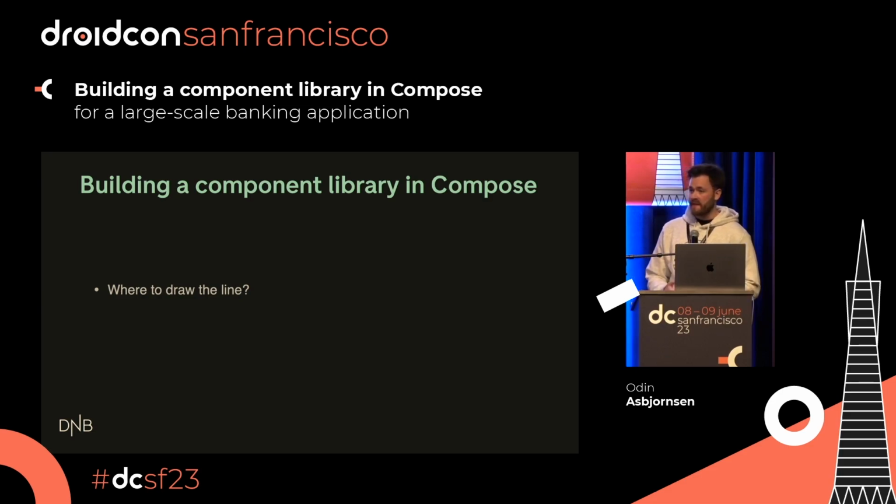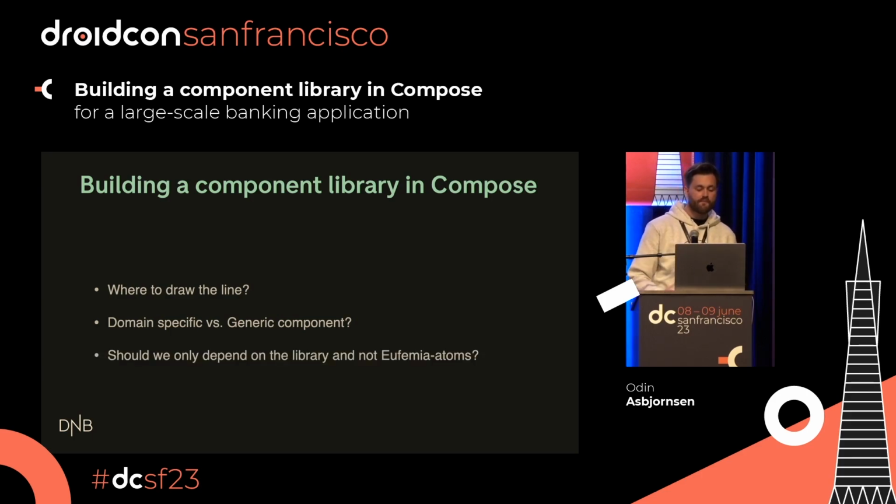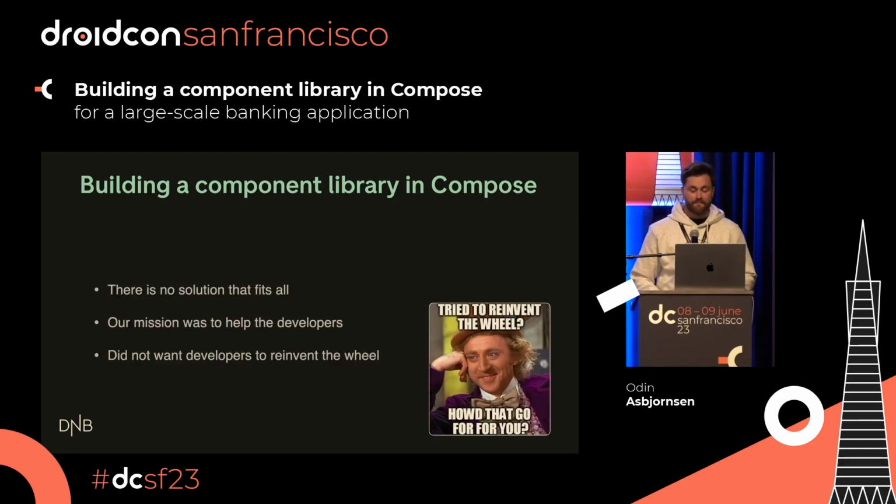So the question for us became, where do we actually draw the line for this, right? And what is a domain-specific versus a generic component in this library? And should we only depend on this library and not be able to depend on the Euphemia atoms as well? These were discussions that we had. And we had to go back to our roots and find that there's no solution that fits all of these components. Our mission was to help the developers. It was not to gatekeep them from doing the designs that their designer had said that they needed in the applications. But at the same time, we didn't want the developers to reinvent the wheel every time they wanted to make a component.